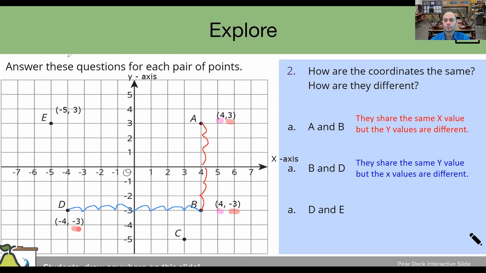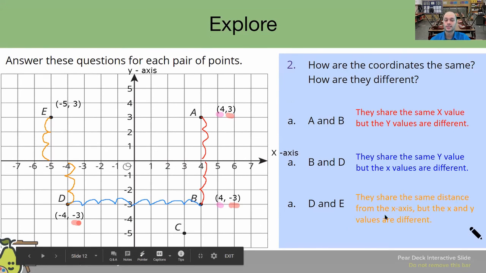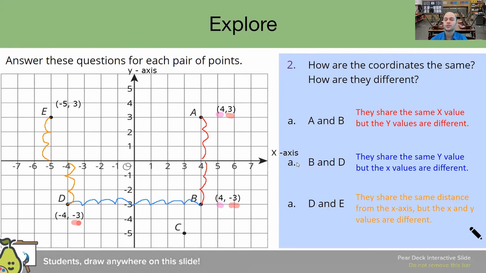All right, welcome back. If you said that they actually are the same distance from the x-axis, then you're correct. E is 1, 2, 3 spaces from the x-axis, and point D is 1, 2, 3 spaces away from the x-axis as well. Good job. So an acceptable answer here is that they share the same distance from the x-axis, but the x and y values are different.